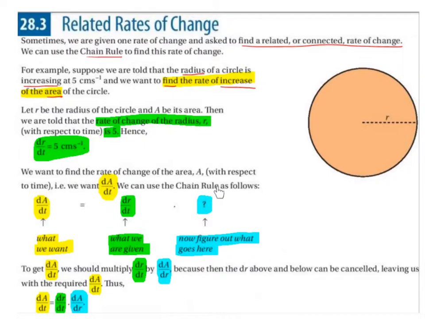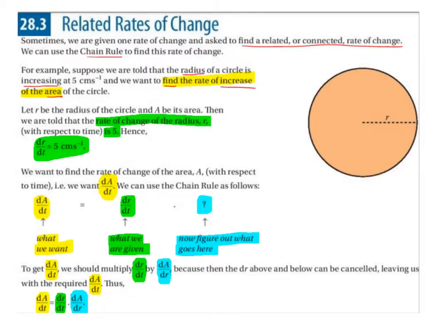We can use the chain rule as follows. What we want is dA/dt, and this is equal to dr/dt multiplied by something. This is what we were given, dr/dt, and we need to figure out what goes here. So we need to figure out what we multiply this by to get this. If we just focus in on the fractions, we have dr/dt, so we already have the t in the denominator, and we need to get a numerator of dA.